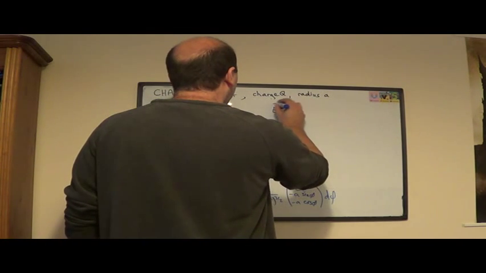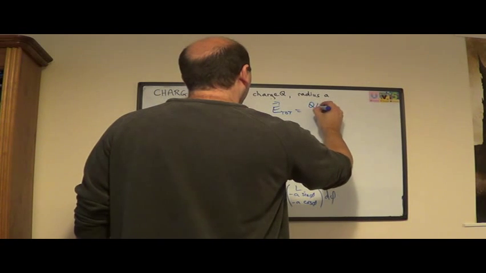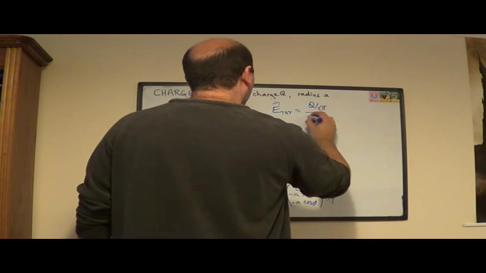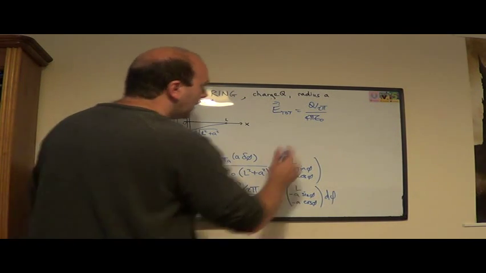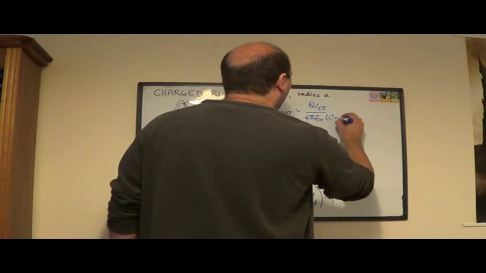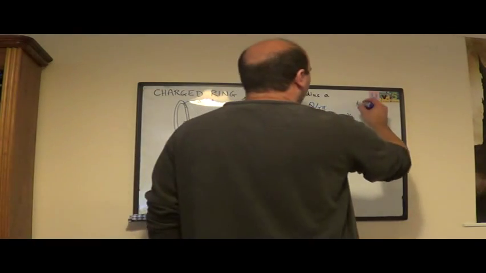So I get E total is given by q over 2 pi over 4 pi epsilon naught. Notice all of this stuff I'm writing down here is completely independent of phi. I can just bring it all out the front of the integration. And now I've got to integrate each of these three components.